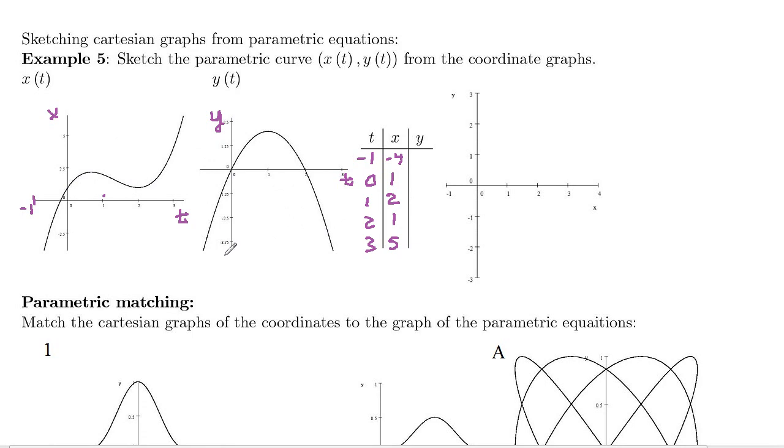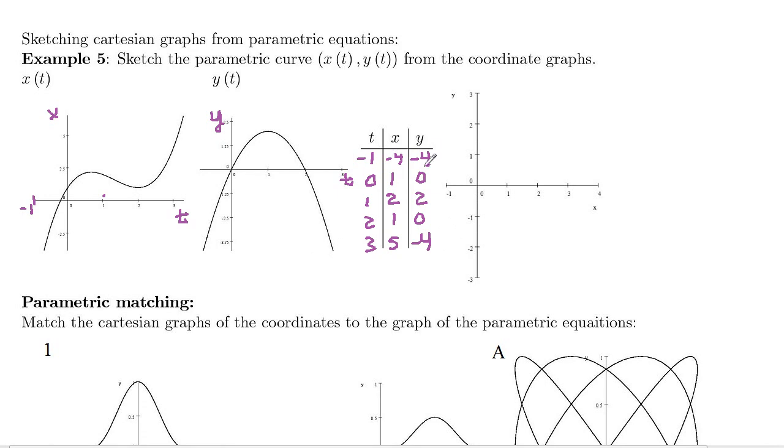Then do the same thing for the y graph. So when t is -1, we're down here at about -4 again. And then when t is 0, we're at 0. When t is 1, we're up here at about height 2 approximately. When t is 2, we're back to height 0. And when t is 3, we're probably back down at about -4.